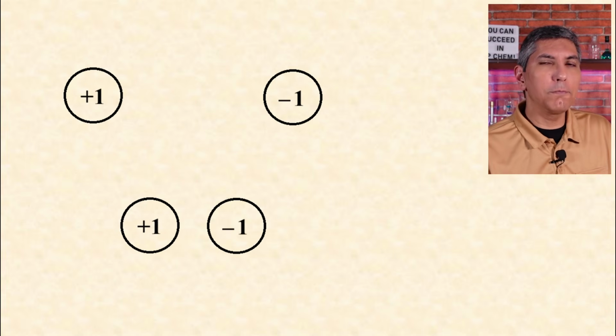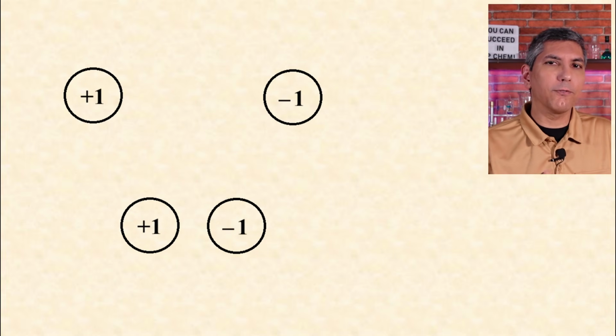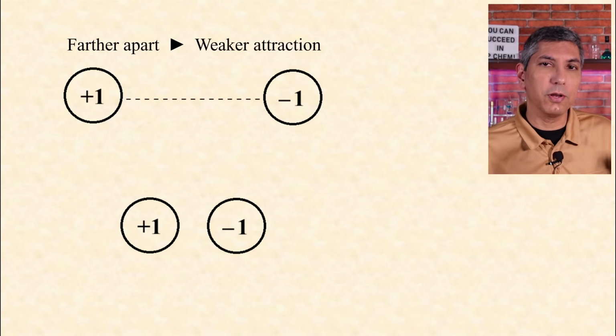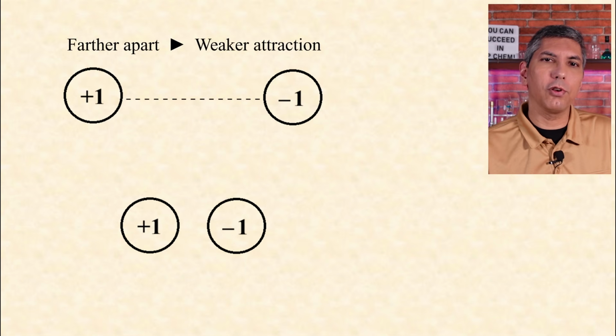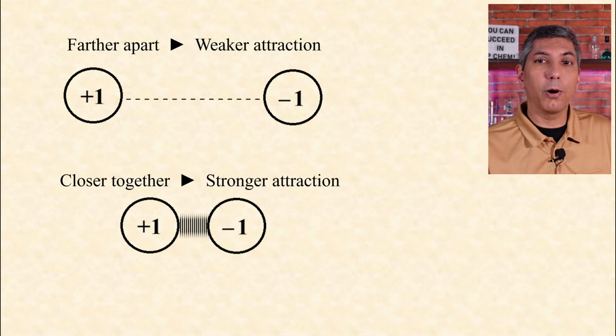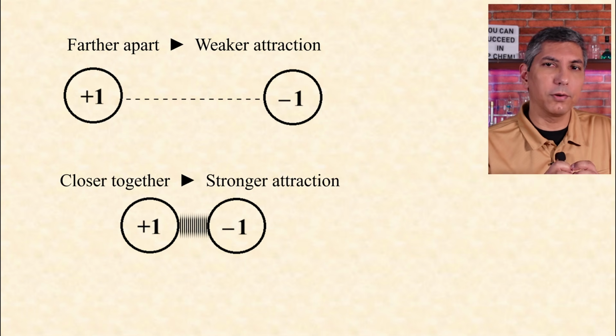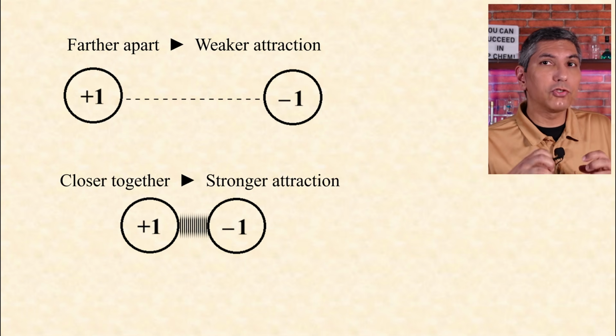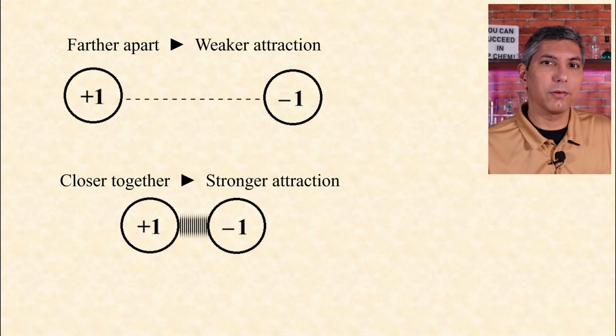We also have to remember that distance plays an important part in Coulomb's law. Looking at these two pairs of charged particles, in the first pair, the two charged particles are farther apart from each other. So these particles will have a weaker attraction for each other. On the other hand, the second pair shows that the particles are closer to each other. That means they'll have a much stronger attraction for each other.